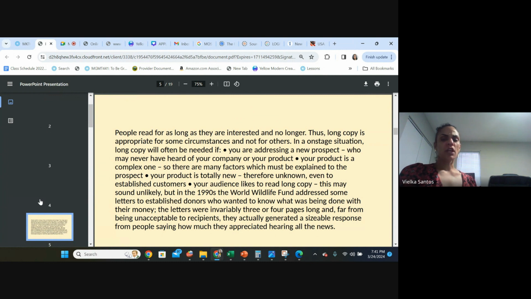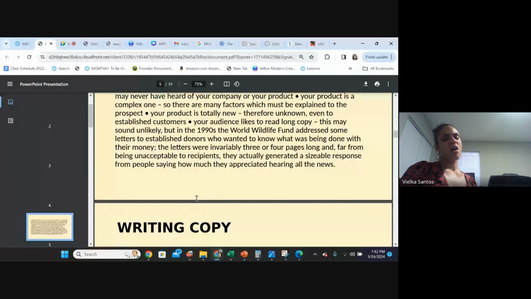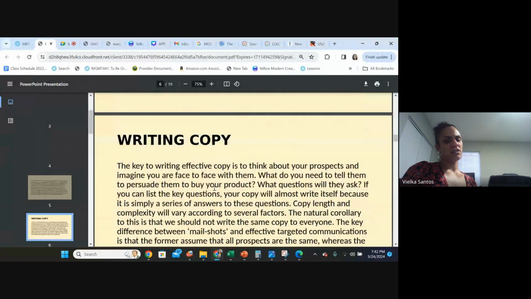shelter. You maybe want to know some stuff about the patients, the individuals that are in the facility. Maybe if you are donating for a cause, you adopt a child, etc. Maybe you want to know about this. The letters were invariably 3 or 4 pages long, and far from being unacceptable to recipients, they actually generate sizeable response from people saying how much they appreciate hearing all the news.